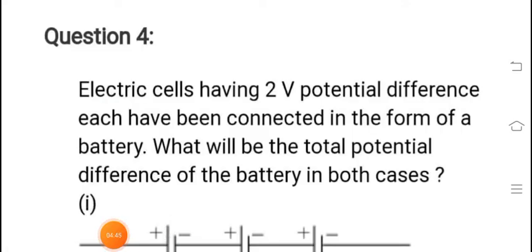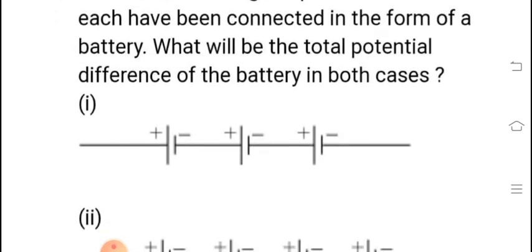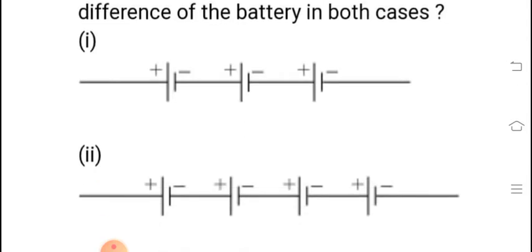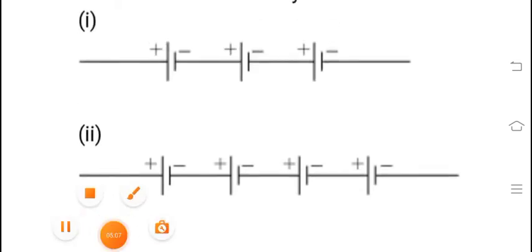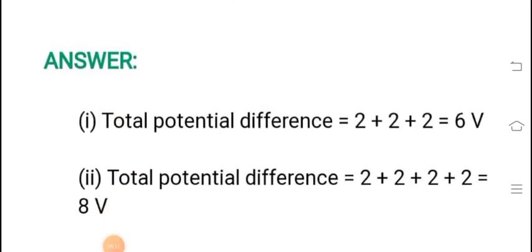Question number 4 is, electric cells having 2 volt potential difference each have been connected in the form of a battery. What will be the total potential difference in the battery in both the cases? First case is this one and second is this one. So we have to find it. The answer is the potential difference. We have to add all these three. 2 volt plus 2 volt plus 2 volt will be 6.